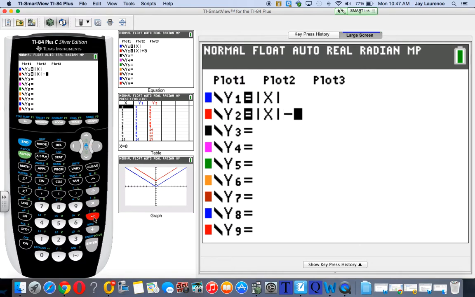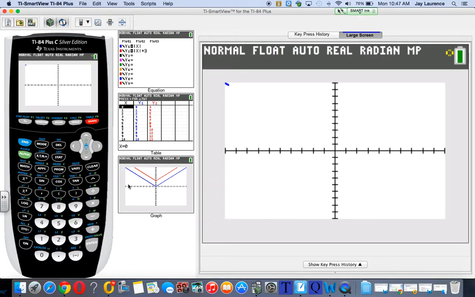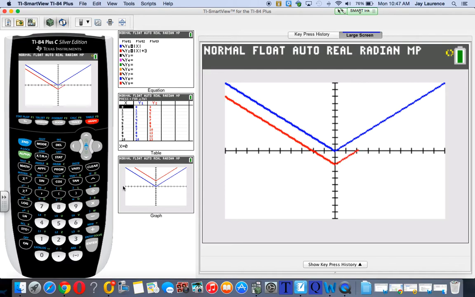Yeah, we can keep 3 there. Let's go -2, just to be different. All right, so we'll hit graph. There's the original, the blue one. And here comes the red one, and sure enough, it shifted down. So if I have something added or subtracted to my absolute value of x, that shifts it in the y direction, okay?